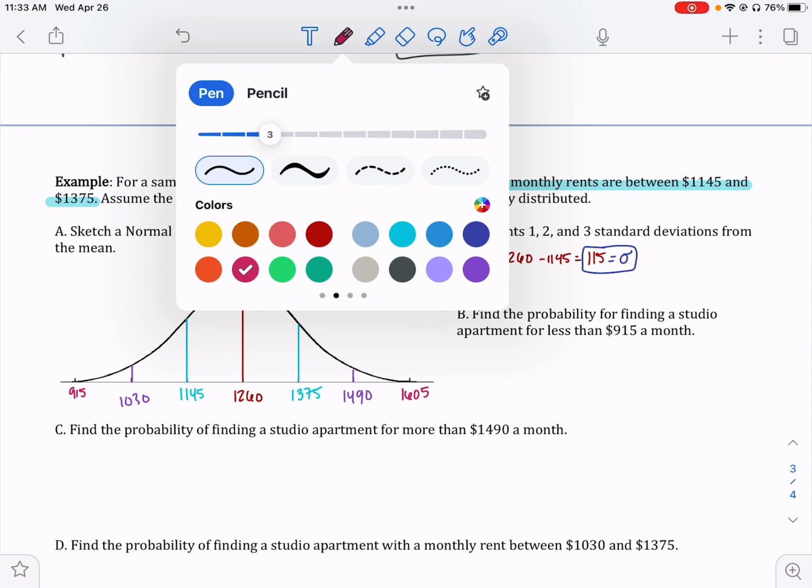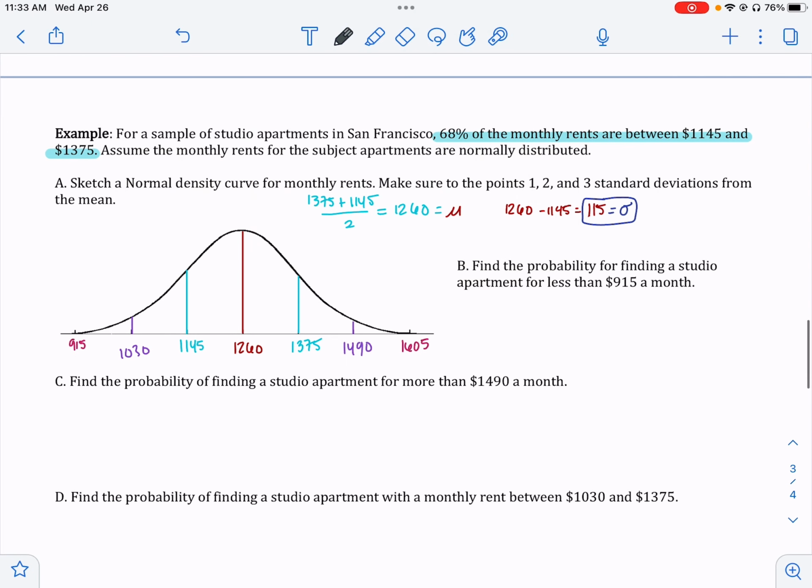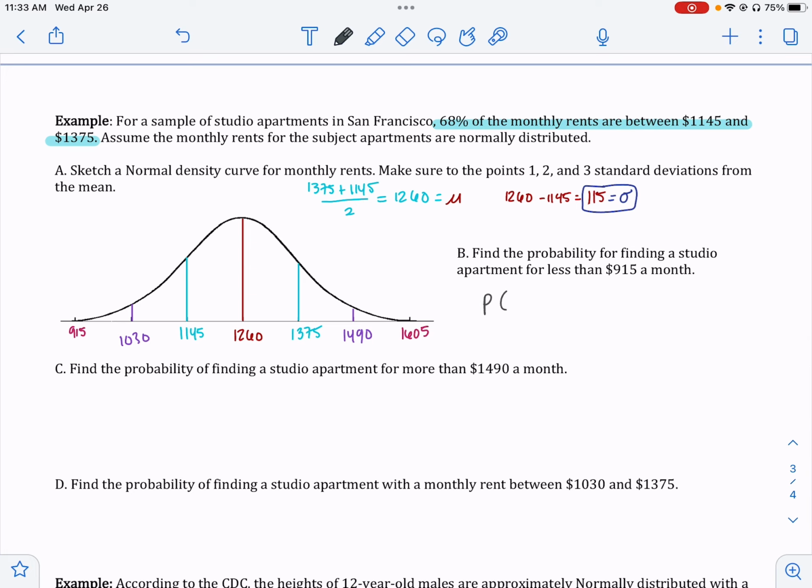So I subtracted the mean and one of those numbers to get my standard deviation. Now let's actually go ahead and answer the question. It says find the probability of finding a studio apartment for less than 915 a month. So the first thing I'm going to do is find that 915. Well, that's way down here. I know that the only number on the other side of this is going to be 0.15%. So if you were looking for a studio apartment in San Francisco when this data was taken, which I'll be honest was quite a while ago now, you had a less than 1% chance of finding a place for a rent that was $915 or less a month.